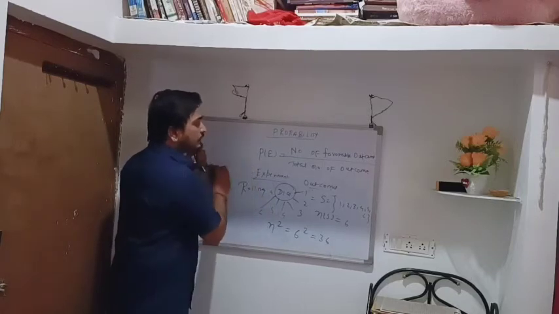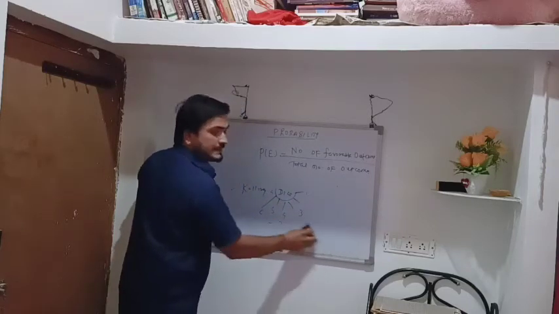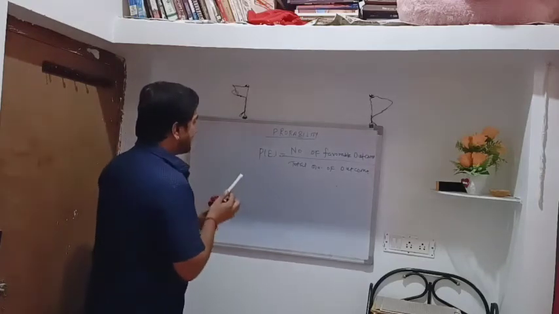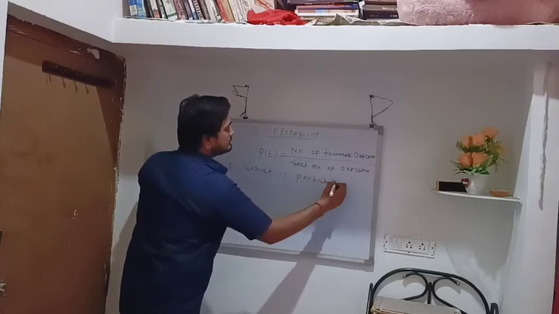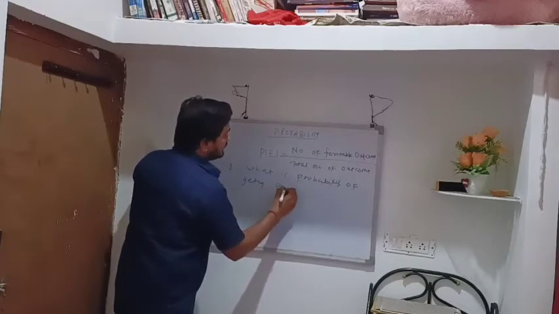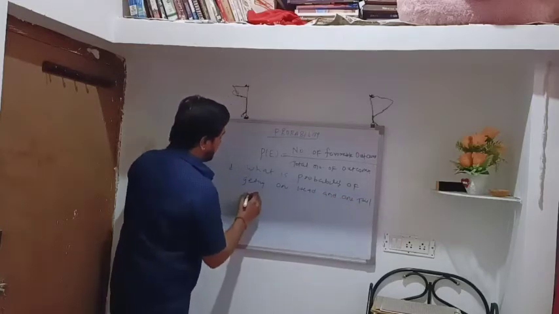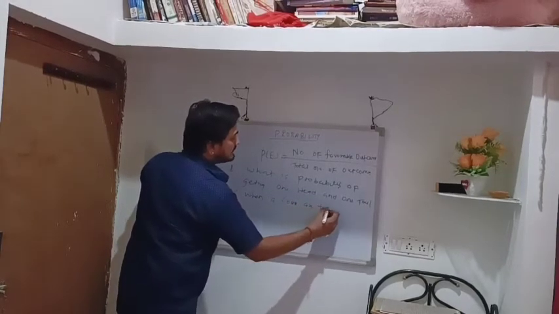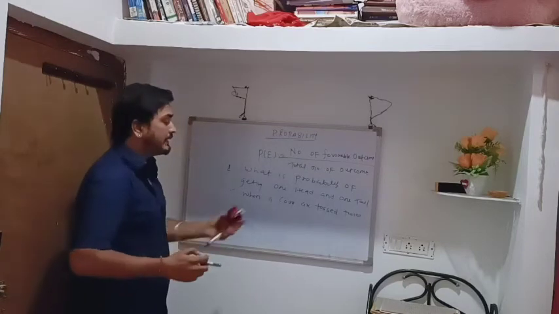Now we are going to solve a very easy, basic type of question, by which we can easily understand the basic concept of probability. The question is: what is the probability of getting one head and one tail when a coin is tossed twice?